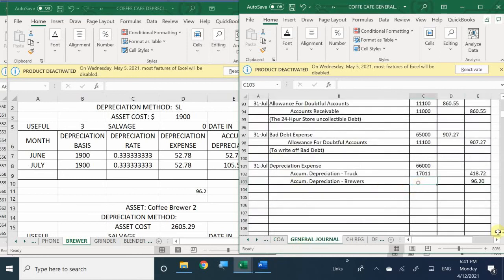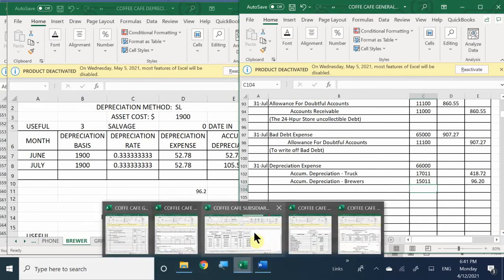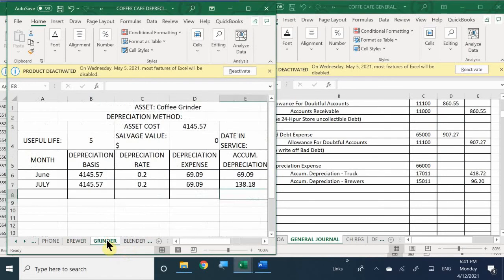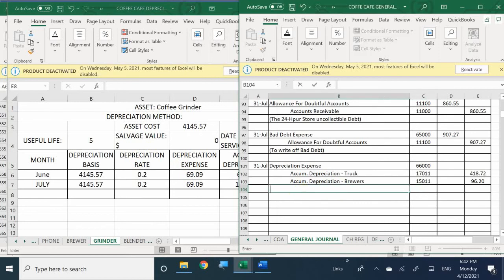So here we are, 1511. Okay? Next thing that we calculated was the accumulated depreciation for the grinder. Okay? Grinder, which we solved to be 69.09. So accumulated depreciation for the grinder is 69.09, and the account number is 1502.